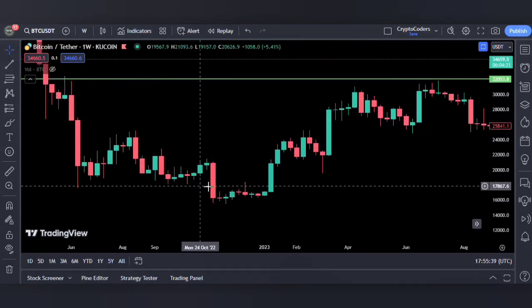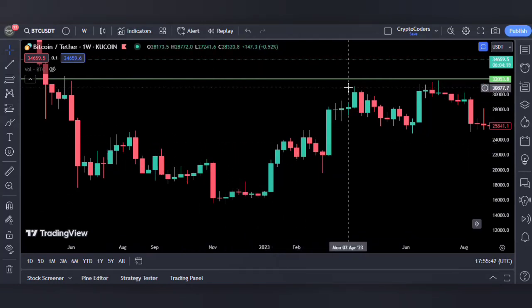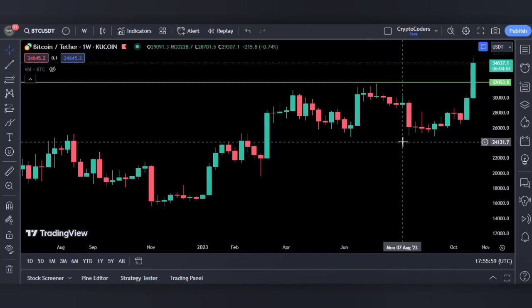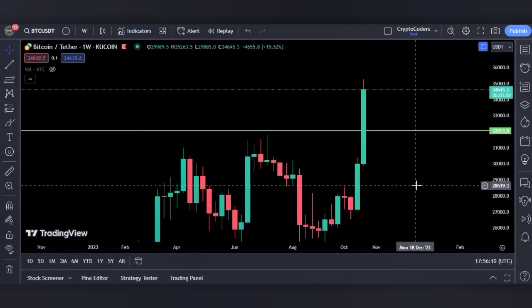Now that we know that this level will act as resistance, after this whole move down, the price revisits that area, gets rejected. For the second time, it revisits that area and gets rejected again. But for the third time, you can see now that it is trying to break the area of resistance again. So what you need to do here is nothing but wait.